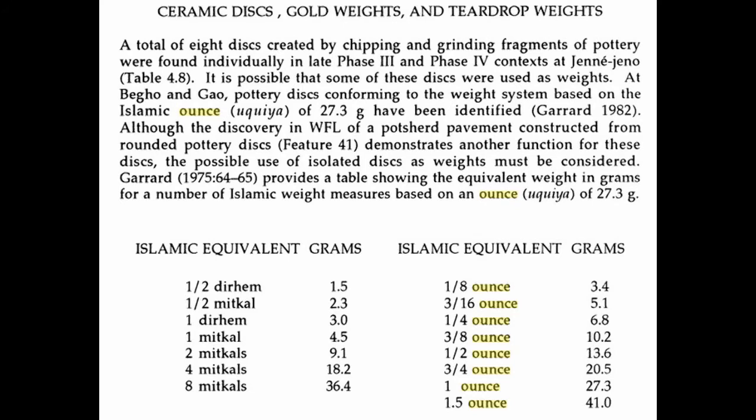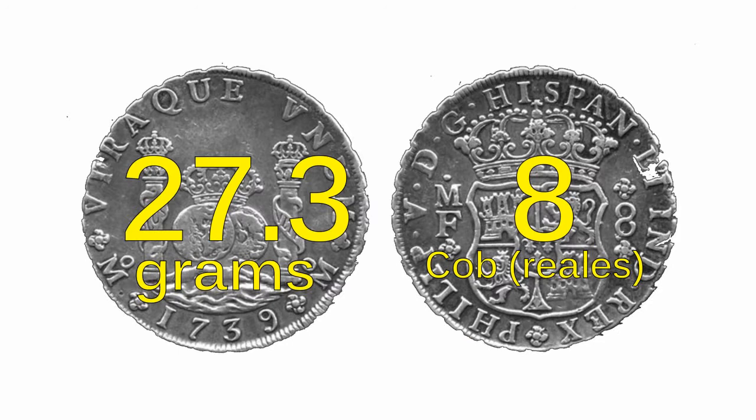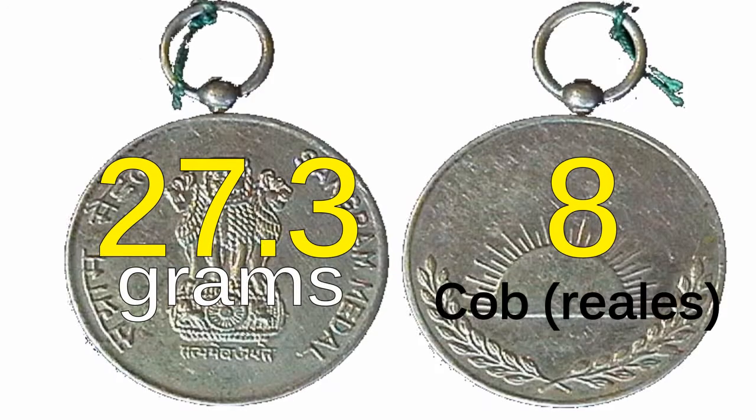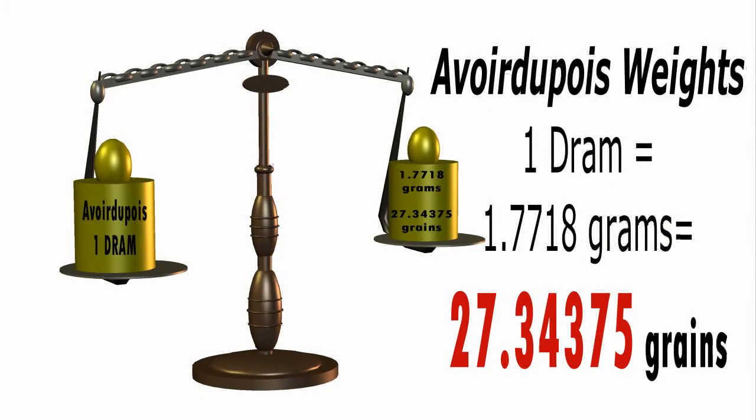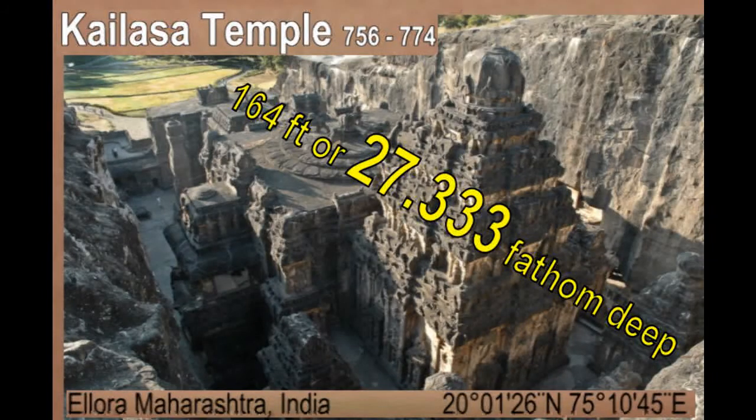But the Islamic ounce, and before them the Byzantine ounce, but the Spanish 27.3 grams or 8 cob, this 27.3 and 8 connections, quite an interesting one. India, the Sangra medal. Now you might call that a legacy of the English Empire in the old days, but what's happening with the new 50p piece, 27.3 and 8 grams. They've just shifted measures, but they've kept the same thing going on. Avoirdupois weights, 27.34375 grams, exact pinpoint to the same number that's in the Georgia Guidestones and so on.